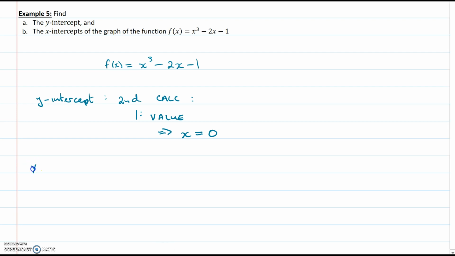The x-intercepts are just the zeros. Okay? Remember, they're the places where the graph crosses the x-axis. So are the zeros of the function.